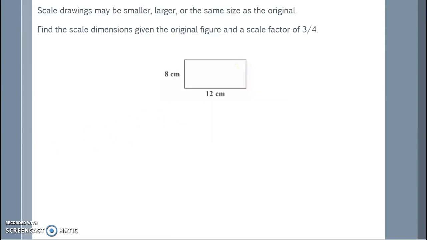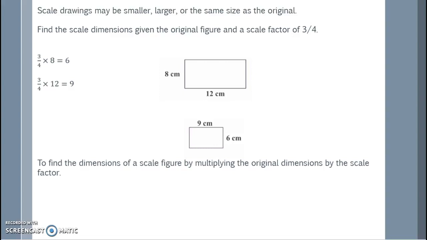Find the scale dimensions given the original figure and a scale factor of 3/4. We're starting with an 8 by 12. So 3/4 of 8 is 6, and 3/4 of 12 is 9. So our new rectangle must be a 6 by 9. It is 3/4 the size of the original rectangle. To find the dimensions of a scale figure, multiply the original dimensions by the scale factor.